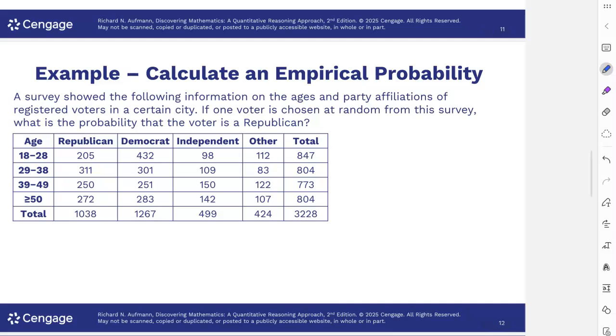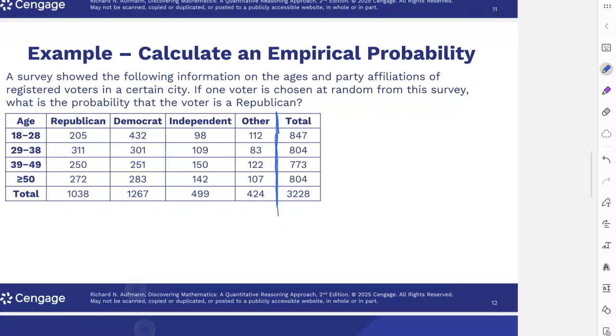So let's look at an example. A survey showed the following information on the ages and party affiliations of registered voters in a certain city. If one voter is chosen at random from this survey, what's the probability that the voter is a Republican? So we've got some totals. I'm going to highlight those total columns. If it lets me, my computer is not very happy right now. Okay, so it's not going to let me use the highlighters. I'm just going to kind of separate it right here.